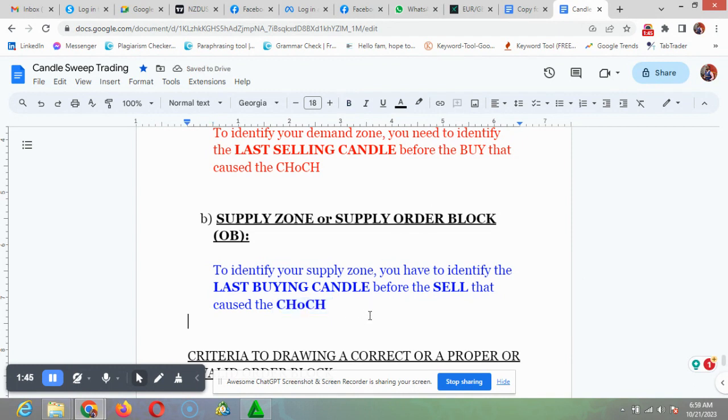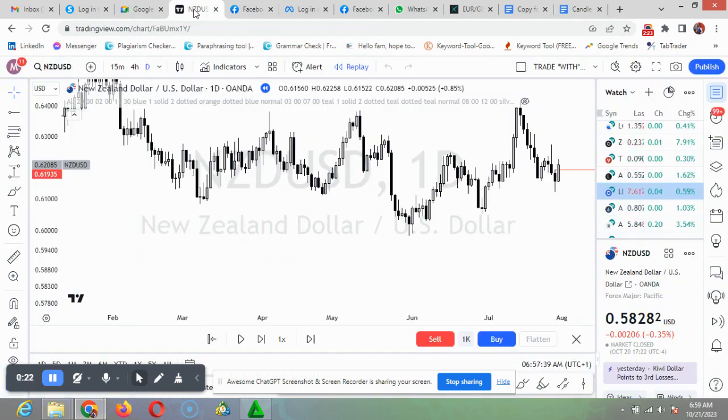So a supply zone is actually the same thing as a demand zone, but it is just the opposite. In fact, if you're a very smart person, once you're able to understand the demand zone, then understanding the supply zone would not take you any sweat. That you're a very smart person, which I believe you are. So what is the rule to identifying your supply zone or your supply order block? The rule states that to identify your supply zone, you have to identify the last buying candle before the sell that caused the church. So let's go back to our illustration.